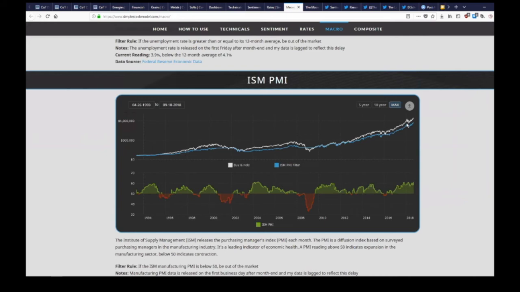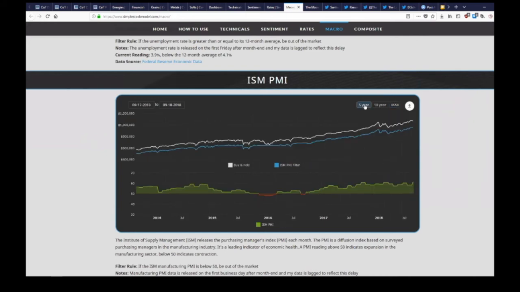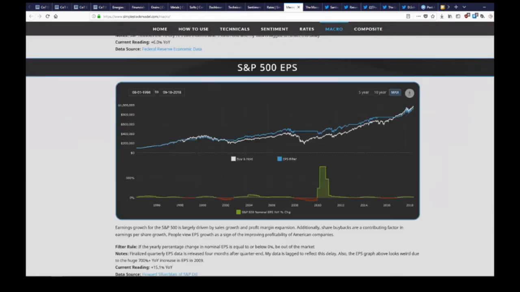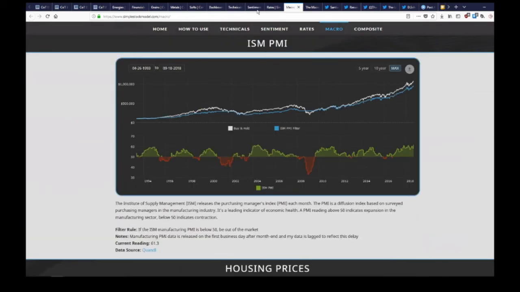I've got PMI, another business indicator, and it's nuts that this recent PMI is 61 or whatever. That's a cycle high, and we're what, 8-9 years into a cycle, and we're hitting a cycle high in a business activity index. That's sort of crazy. We've got housing prices and EPS, obviously, up over the past year.